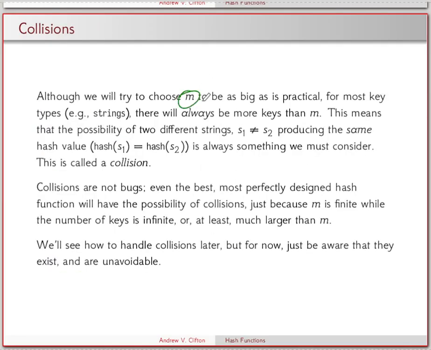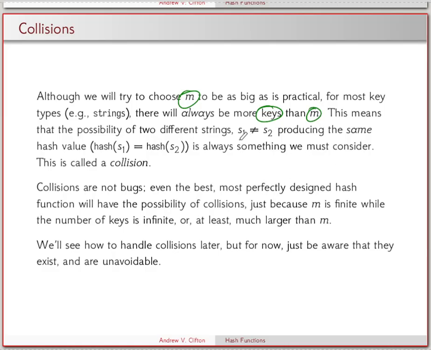Now, we want our m to be basically as big as is practical, but of course we have to bear in mind that m determines the size of our array. So the bigger our m is, the more memory we're using. But we usually want it to be as big as we can make it. But there will always be more keys than m. If you think again of how many possible strings there are, basically infinite. Even if I pick m to be 1,000,000, there are still more strings.